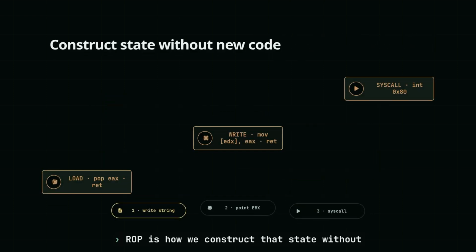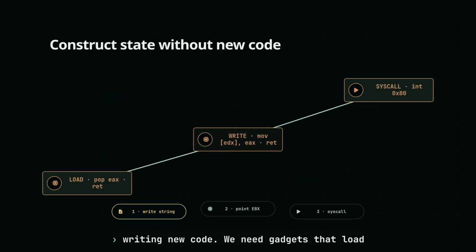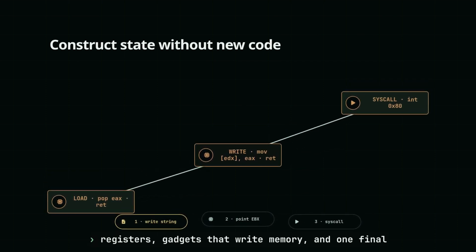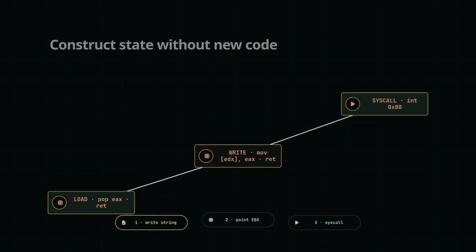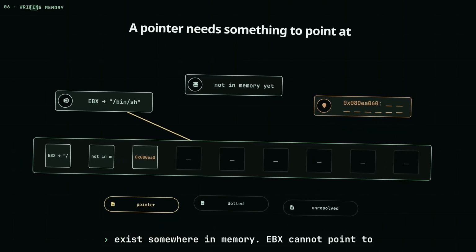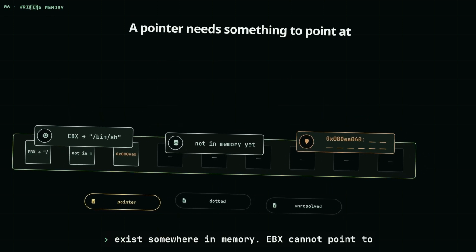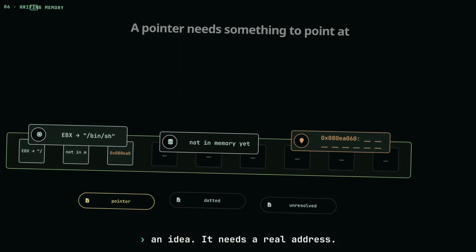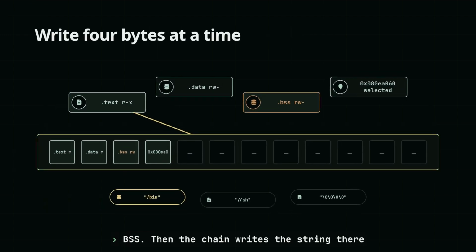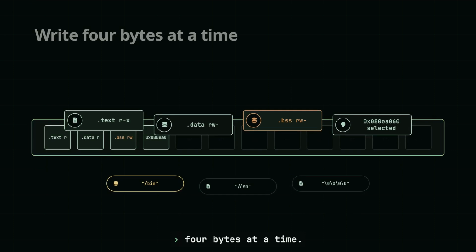ROP is how we construct that state without writing new code. We need gadgets that load registers, gadgets that write memory, and one final gadget that triggers the syscall. The string /bin/sh needs to exist somewhere in memory. EBX cannot point to an idea, it needs a real address. We choose a writable area like data or BSS. Then the chain writes the string there 4 bytes at a time.